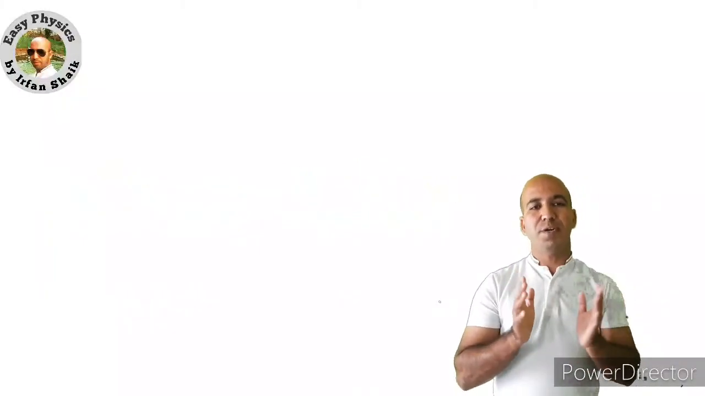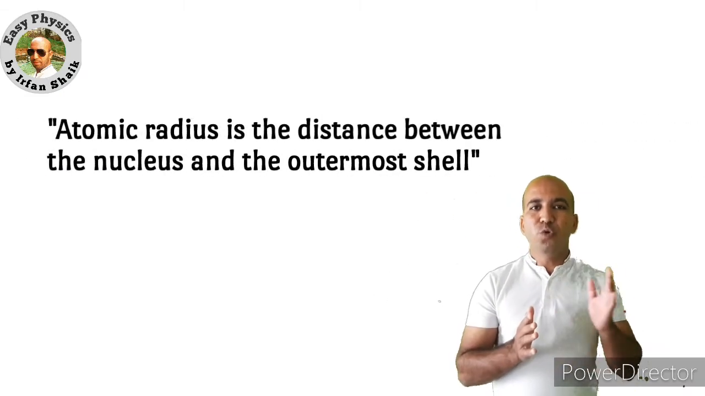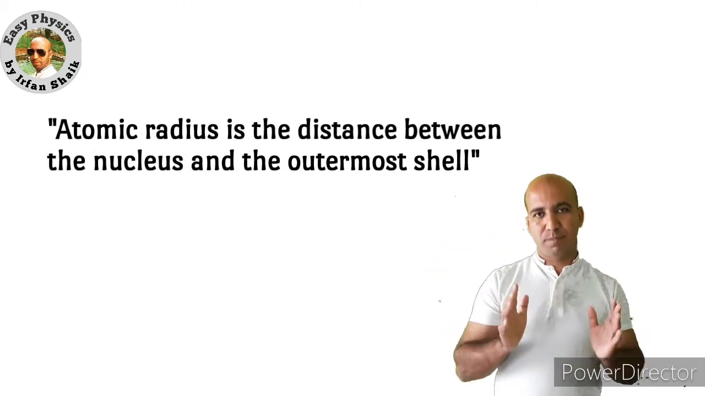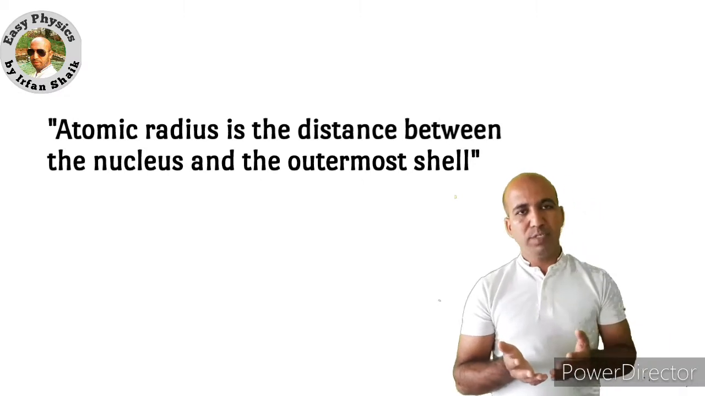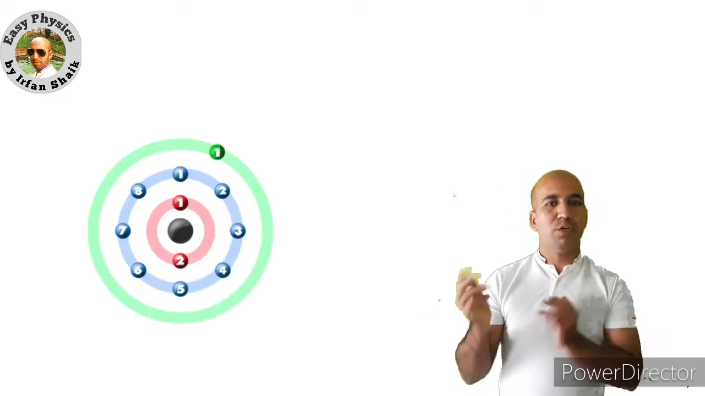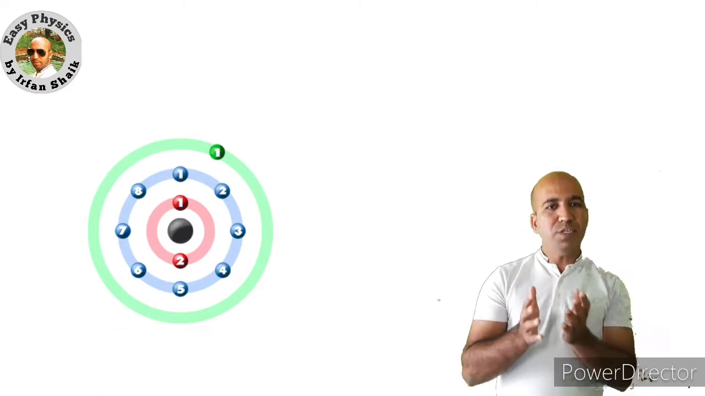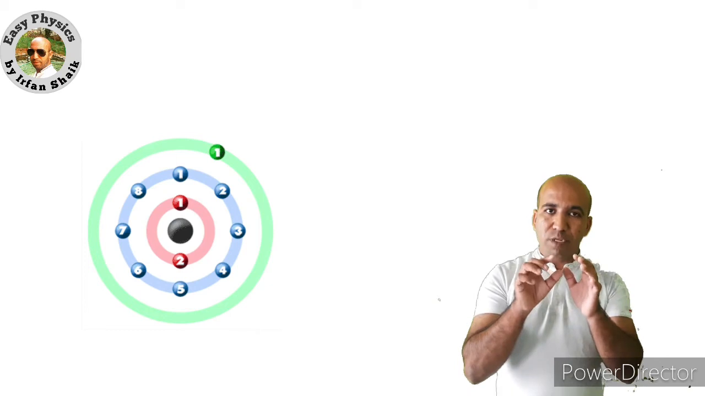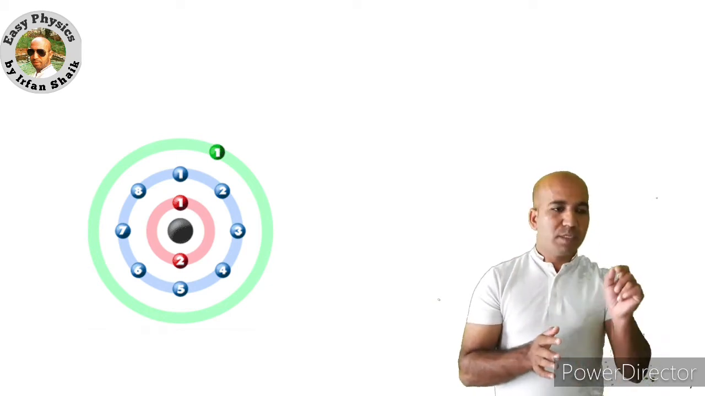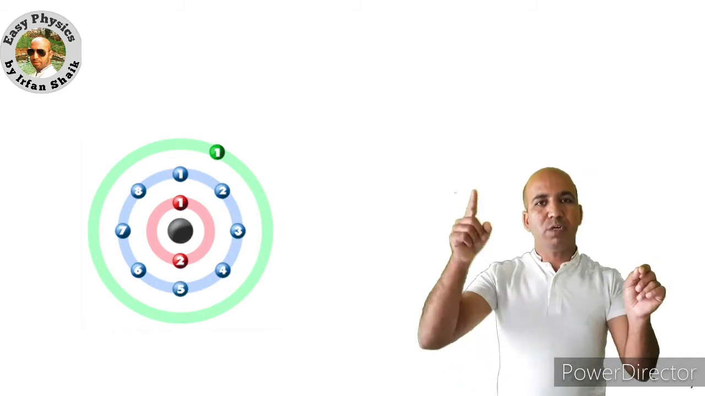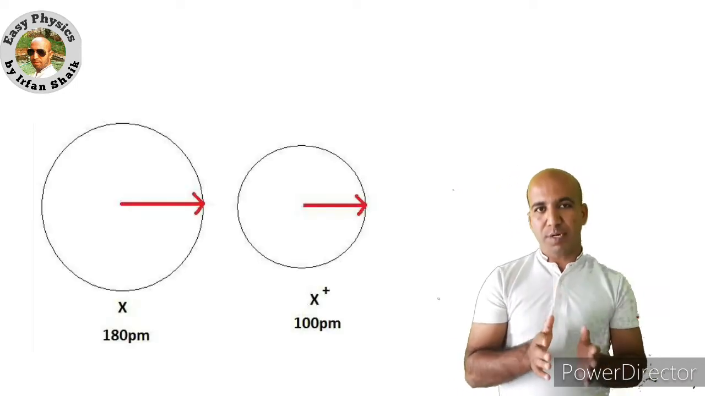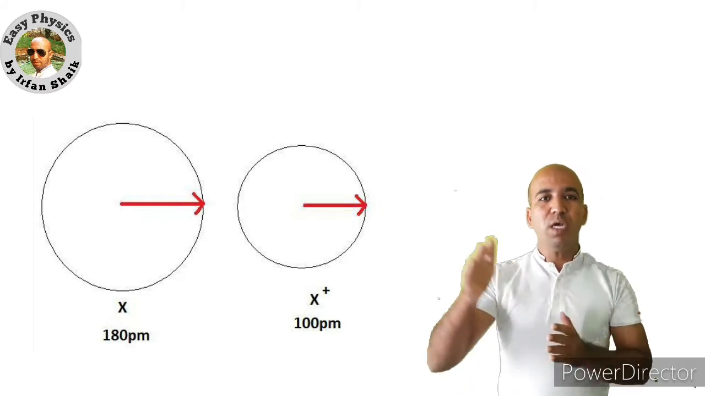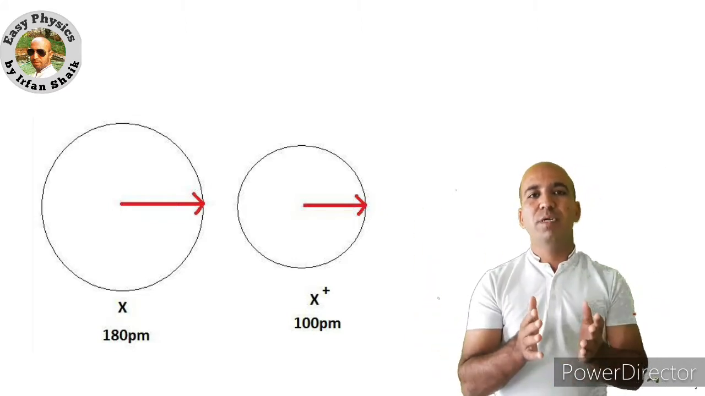What is an atomic radius? How can we define this? So atomic radius is the distance between the nucleus and the outermost shell of an atom. That means if you take any atom, let us suppose sodium atom. Sodium atom has 3 shells. We know that because sodium is present in the third period. That's why sodium has 3 shells. So in the atom of sodium, the distance between the nucleus to the third shell, because the third shell is the outermost shell in sodium atom. So like this we can define the atomic radius. The distance between the nucleus to the outermost shell is defined as atomic radius.